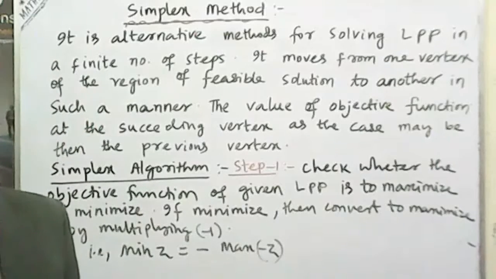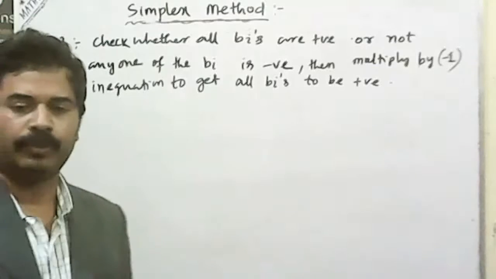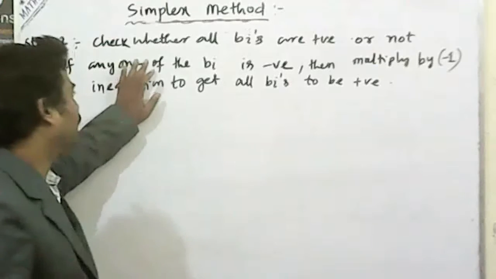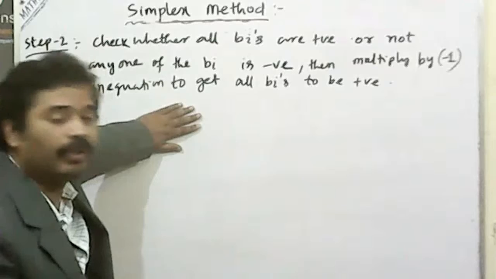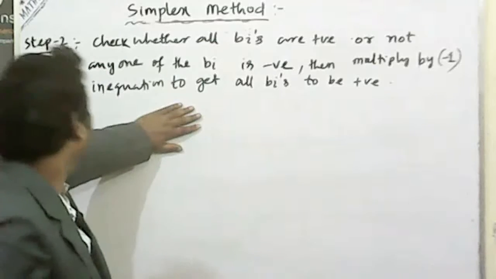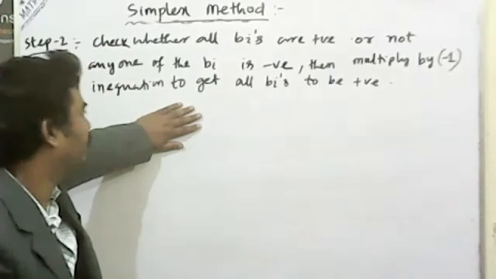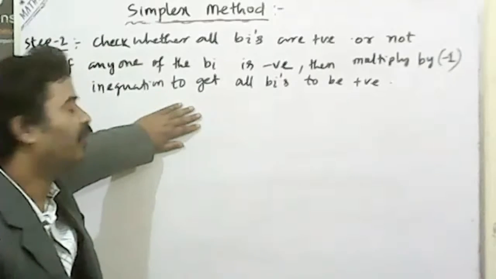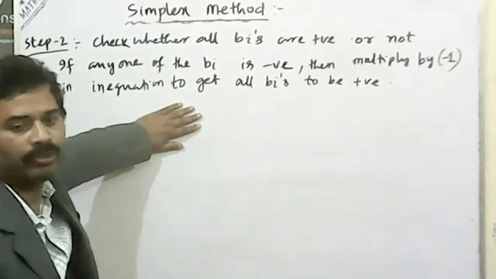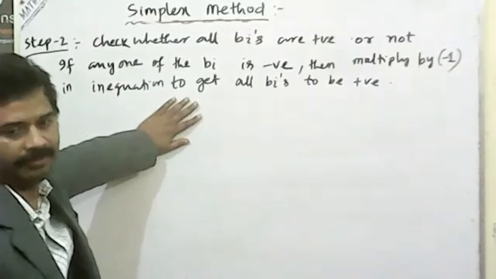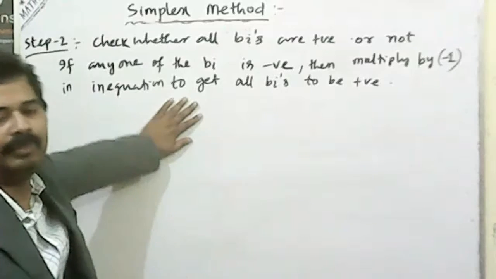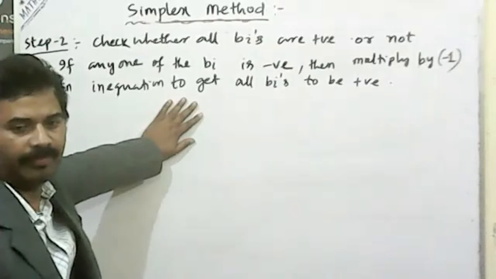Then step 2. Now step 2, check whether all the Bi's are positive or not. If any one of the B is not positive, that means negative, then multiply by minus 1 both the sides in the inequation to get all Bi to be positive.